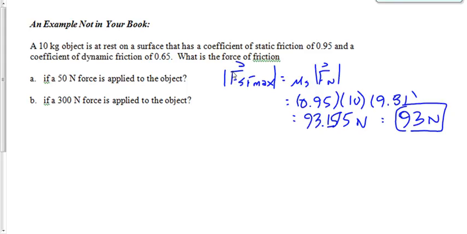If I have static friction, then static friction will always be what value? However hard I push. Right? How hard do I push there, Nick? Okay, so what's the force of static friction? 50 newtons.